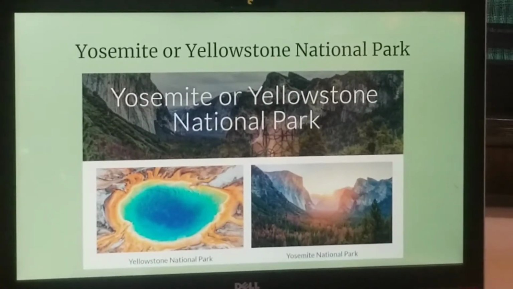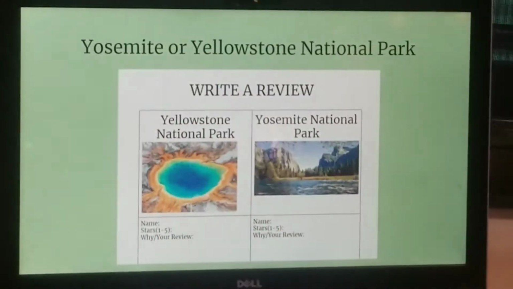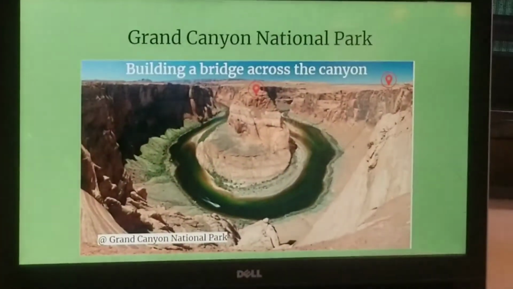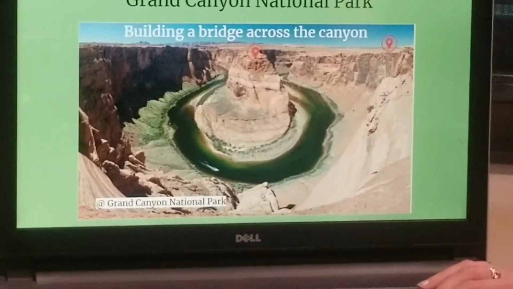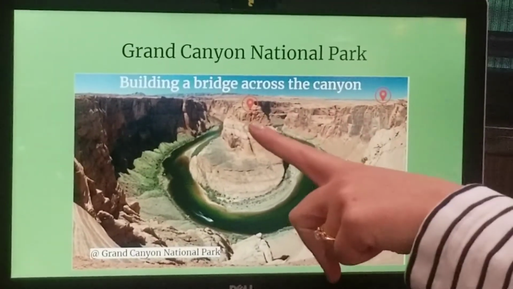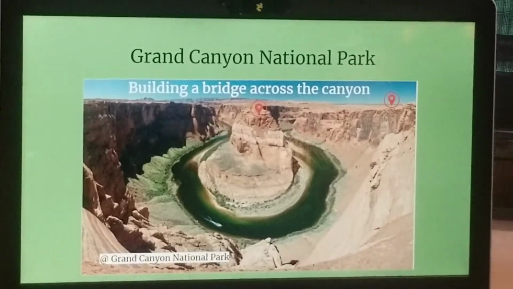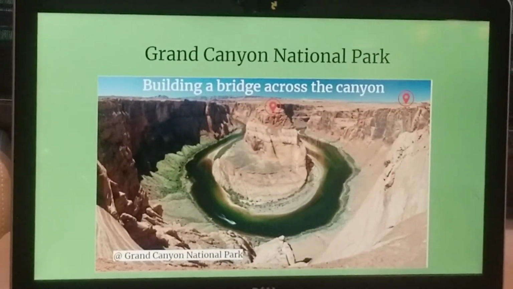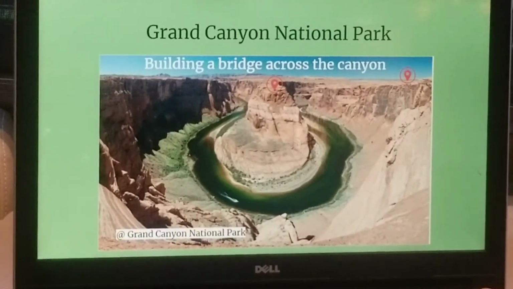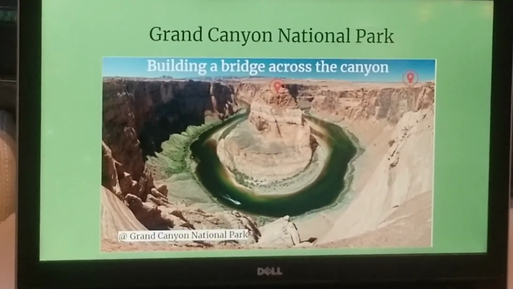Next is very exciting for me, as students will be solving a problem I created: the park rangers need to find an easy way to get from one side of the canyon to the other. So the students will be experimenting with different types of bridges to create one that will withstand the most amount of weight.